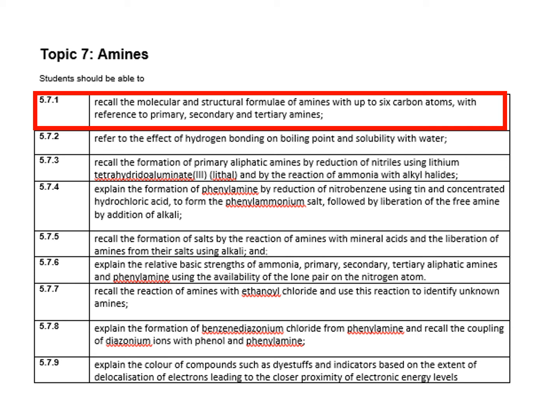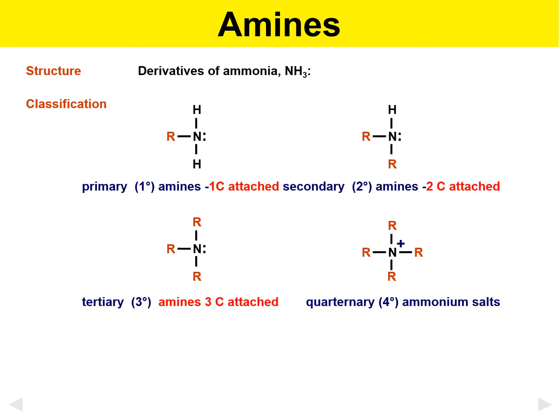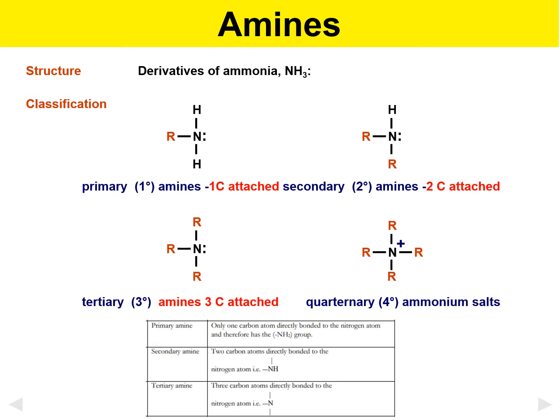A2 Unit 2 Topic 7 is on amines. Amines are derivatives of ammonia. One or more of the hydrogen atoms in ammonia are replaced by alkyl groups. The amines produced can be primary, secondary or tertiary depending on the number of hydrogen atoms replaced. In the glossary you will find definitions for a primary amine, a secondary amine and a tertiary amine.